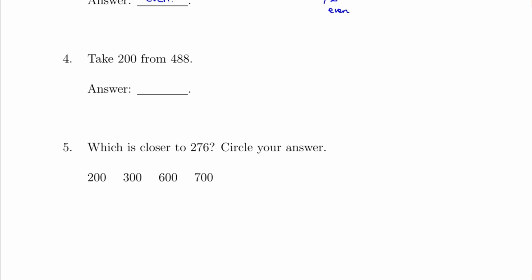Number 4, take 200 from 488. From 488, we take 200. So it's just taking away, just a normal computation. So it's 8 take away 0, it's 8. Again, 8 take away 0, and then 4 take away 2. 288. Actually, you don't have to do this proper computation. You can just think: take 200 from 488, so you just take the 100s. 4 take away 2 is 2, and the rest of the numbers you don't need to do anything because it's just 0 and 0, so you get this answer.